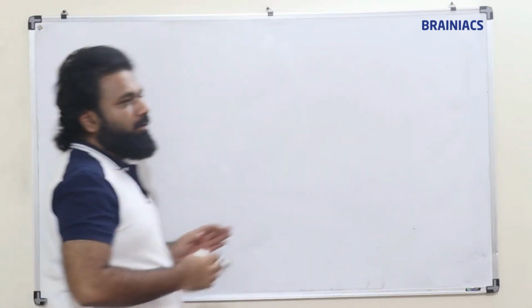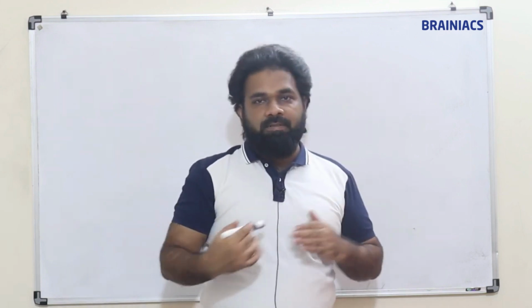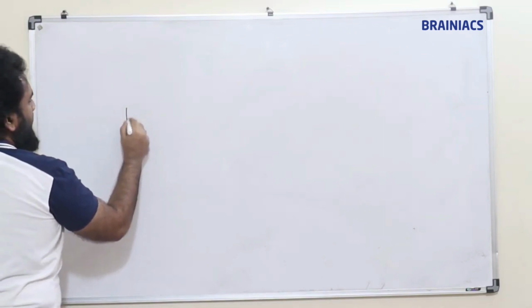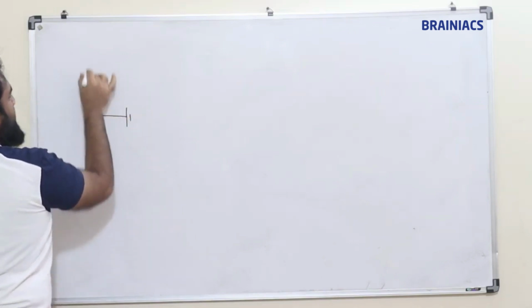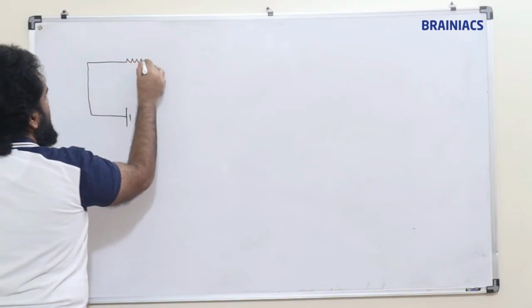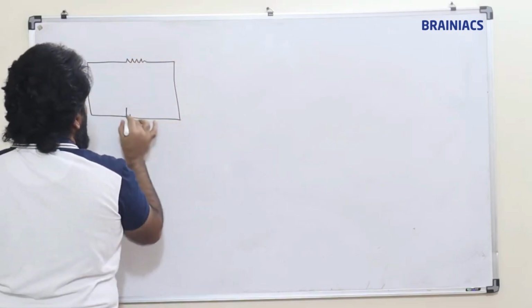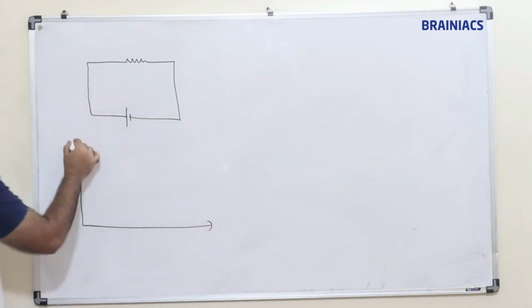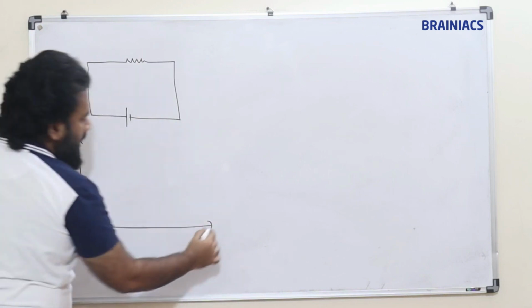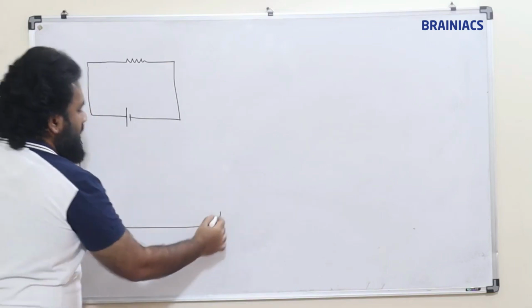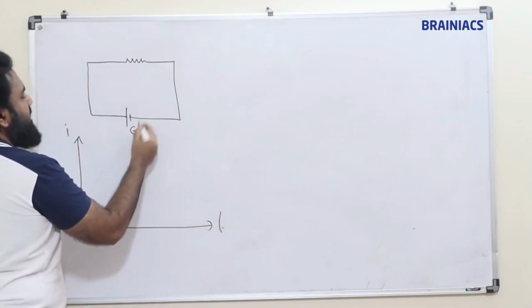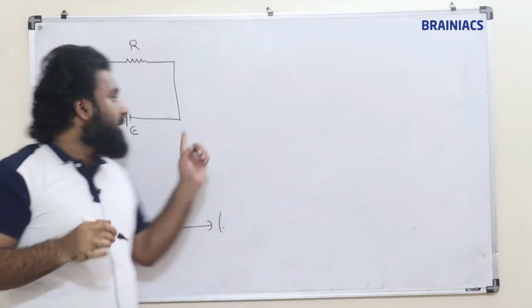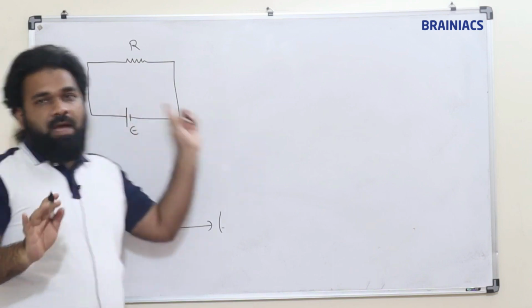Okay, we will do the comparison between resistance and inductor. Suppose this is a DC source, and this is a resistance. Now this is current, this is time. Suppose this is E, the EMF, and this is resistance R.